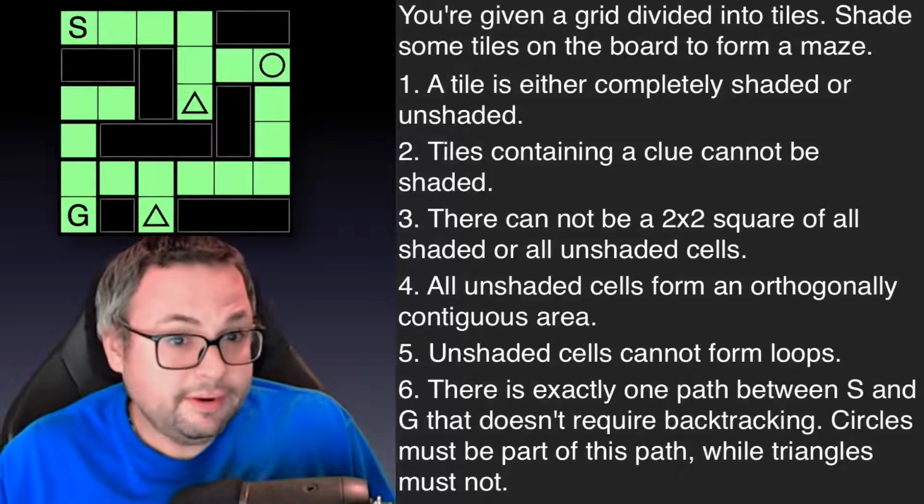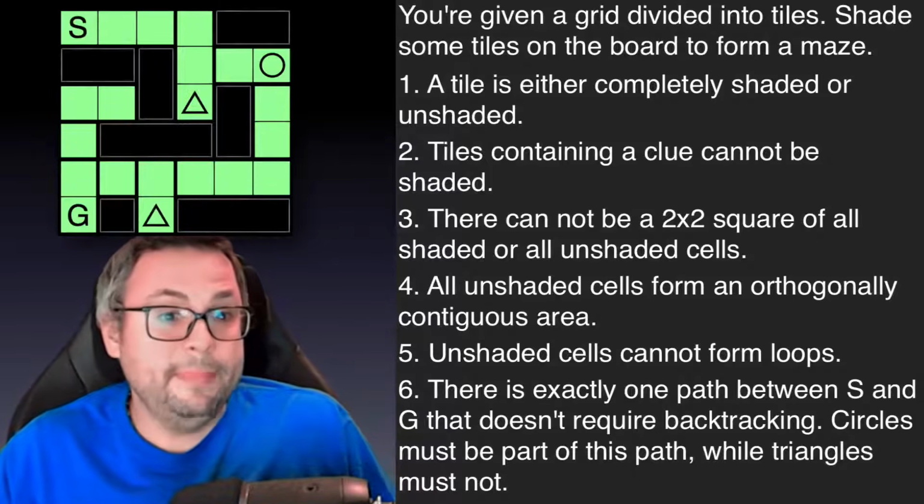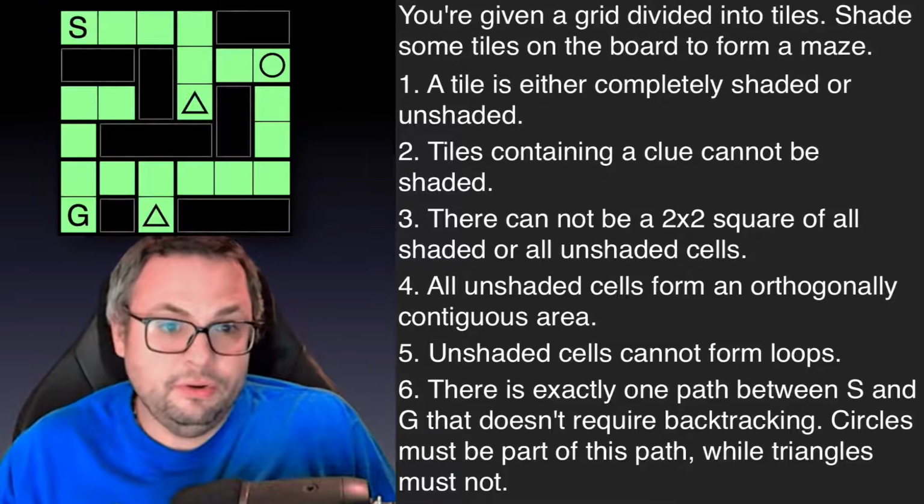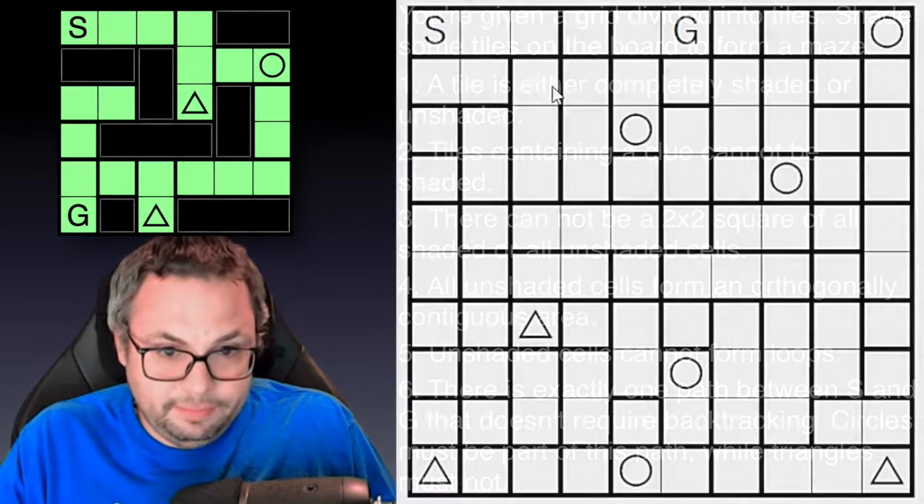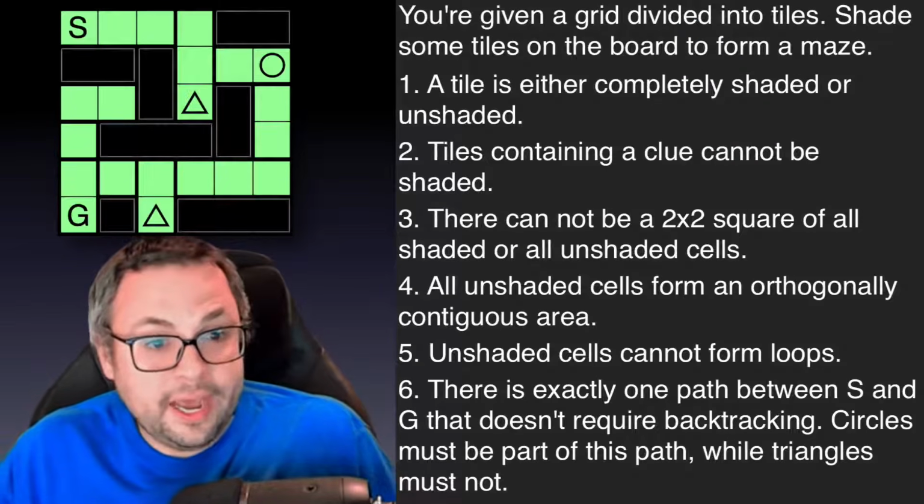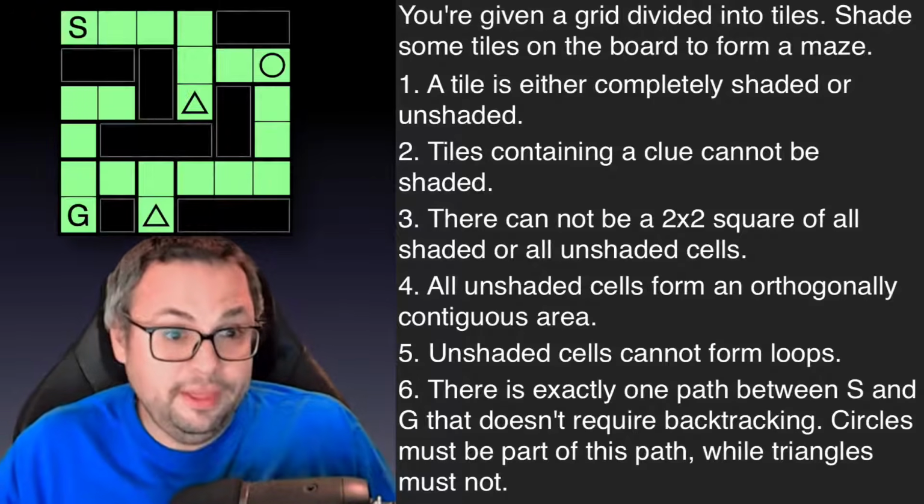We're given a grid divided into tiles. We need to shade some tiles on the board to form a maze. A tile is either completely shaded or unshaded. So the tiles are these pieces. So something like that is either shaded or unshaded. A tile containing a clue cannot be shaded. Okay, so that will give us a few things.